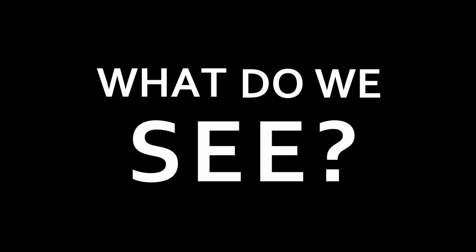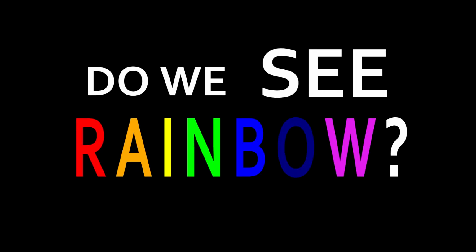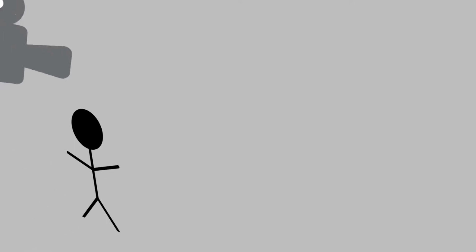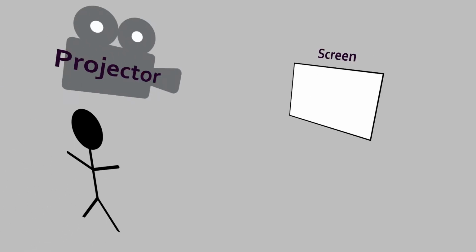First off, let's ask a question. What do we see? Do we actually see the rainbow? Not really. Let me explain. Imagine we are watching a movie in the cinema. The light bulb inside the projector emits light. The light goes through the film. It then reaches the screen and reflects to our eyes. So, what we directly see is the light from the screen, or in other words, we see the screen.